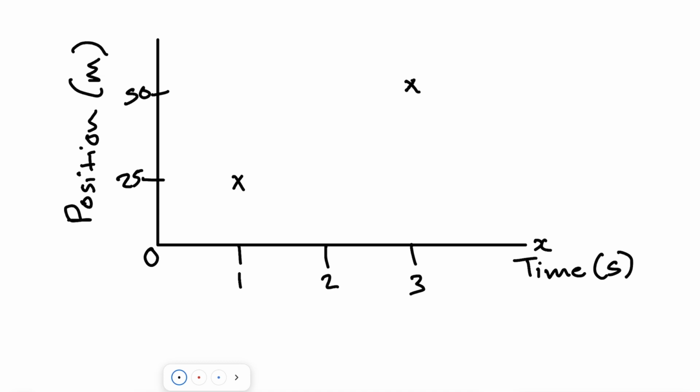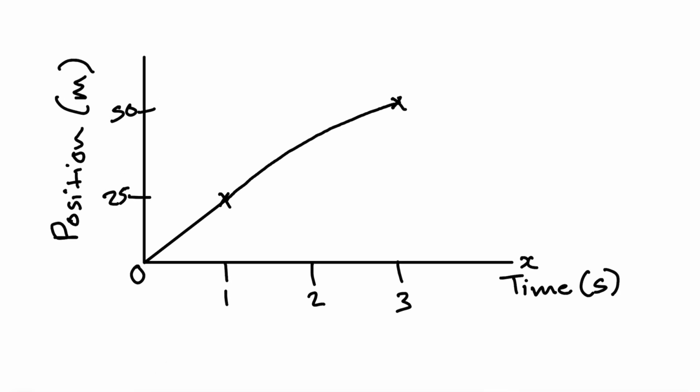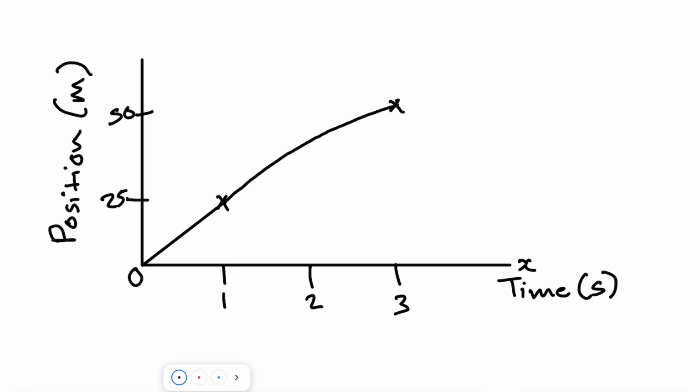Now we only just need to connect the dots. So we start from 0, connect that point. Then we go on further to put a small curve that will go up until it reaches 50 there. That's our position time graph.